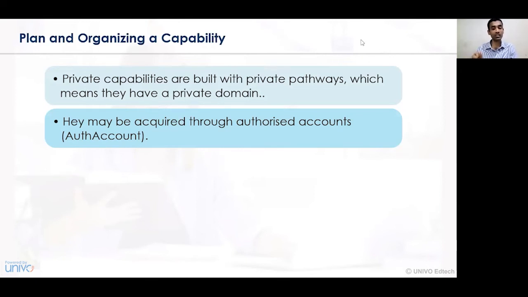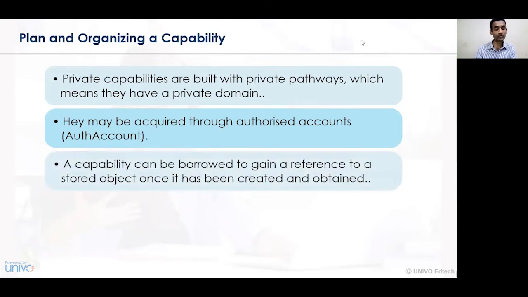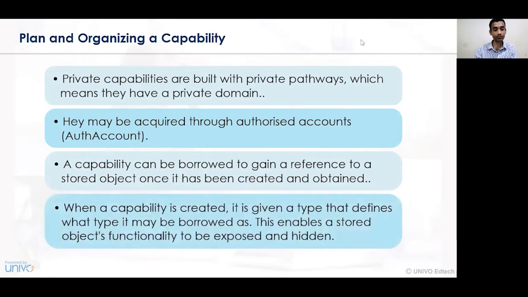If authorized access is not given, then such activities or assignments cannot be undertaken, and hence authorized access is essentially required. A capability can be borrowed to gain a reference to a stored object once it has been created or obtained. So if you want to gain authorized access to a certain account or creation, we can borrow a stored object, and from those creations the private property or the public property documents can be accessed and the capability can be identified.